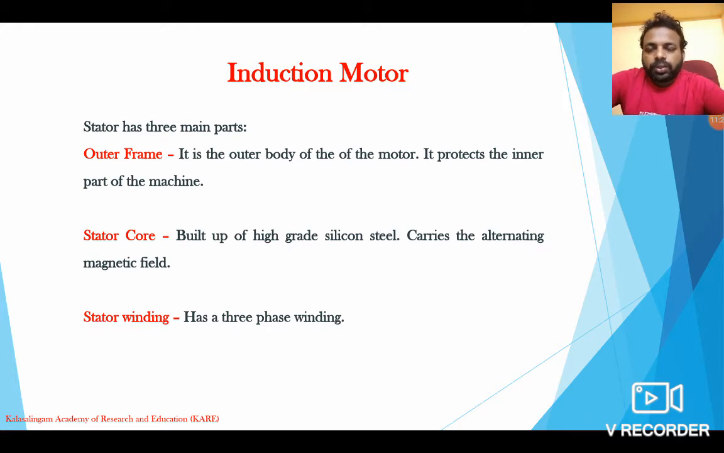And the stator has three important parts. One is the outer frame, which is also called the yoke. It helps to protect the inner components from dust as well as moisture. And on the inner side we have the stator core. The stator core is placed over the stator, and it helps to create the electromagnetic flux.